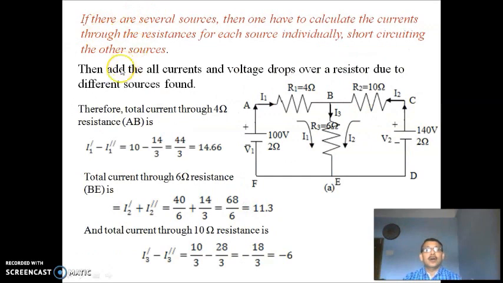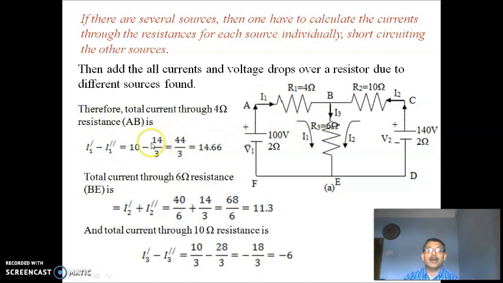Then we add all the currents and voltages over a resistor due to the different sources. We have to sum up all the currents. If there are several voltage sources or current sources, then a similar procedure is taken for each voltage source or current source. Here we have only two voltage sources, therefore we found two currents for the two voltage sources.